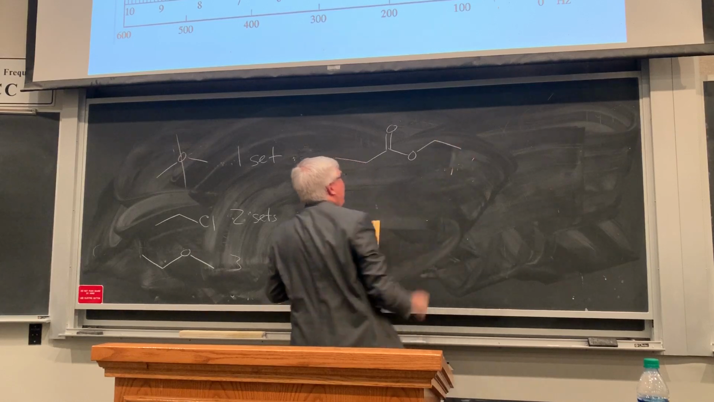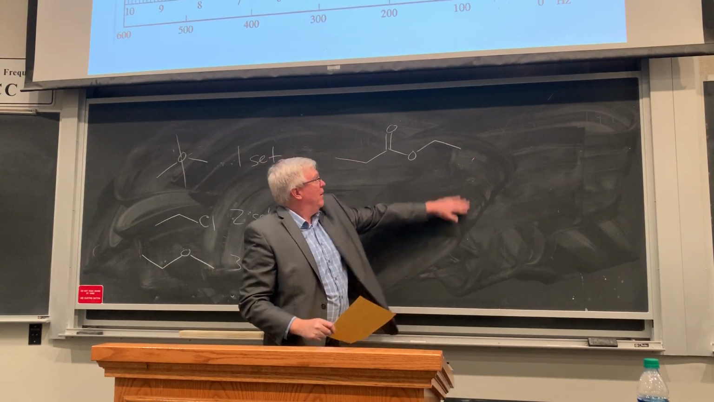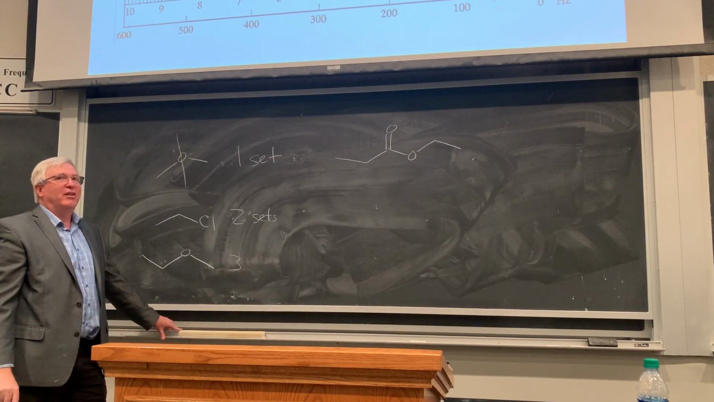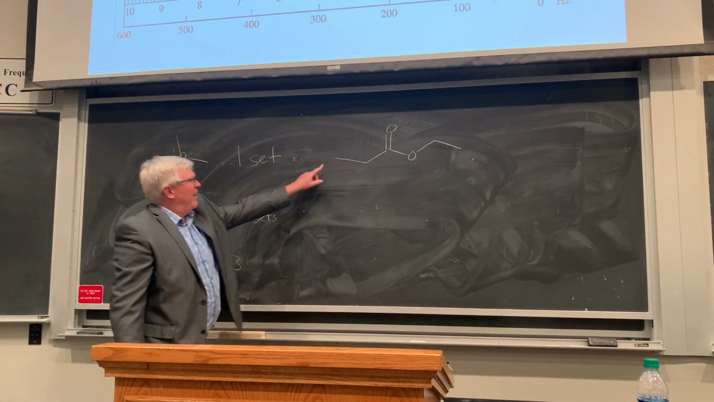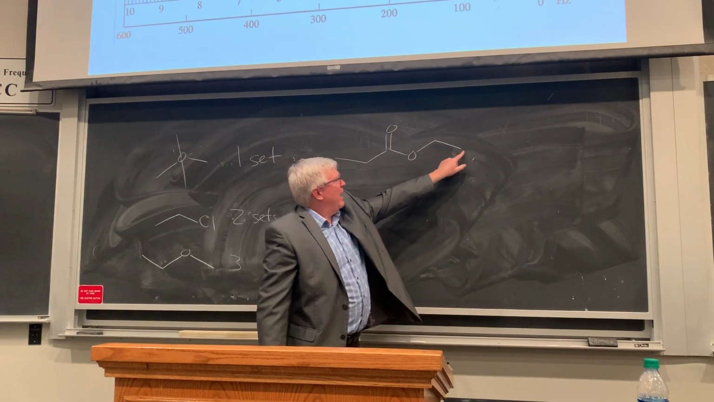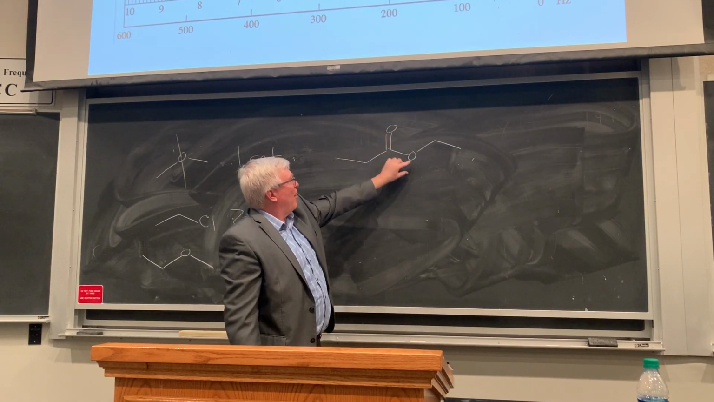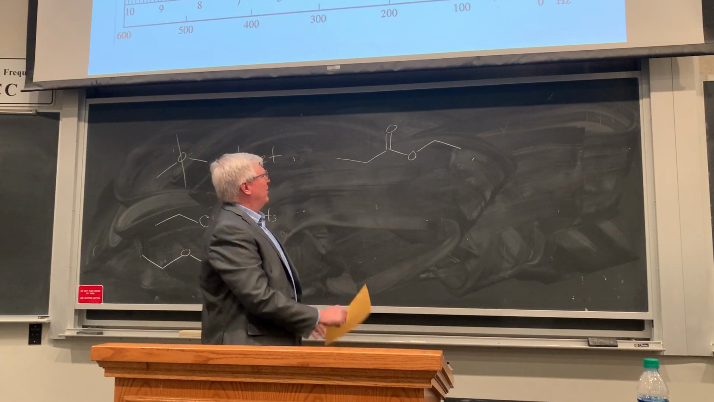How about this ester here? So this is ethyl propionate. How many non-equivalent sets, or how many signals do we expect to see in the NMR? Again, this methyl on the end is different than that methyl because they're in different locations relative to the carbonyl and the alkoxy oxygen.